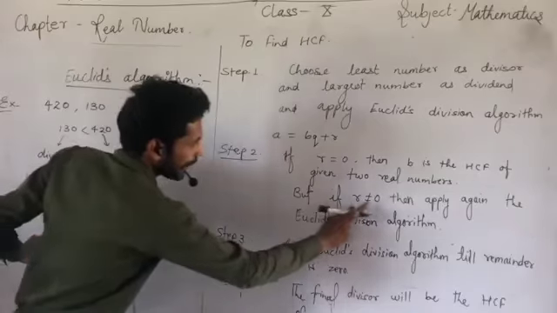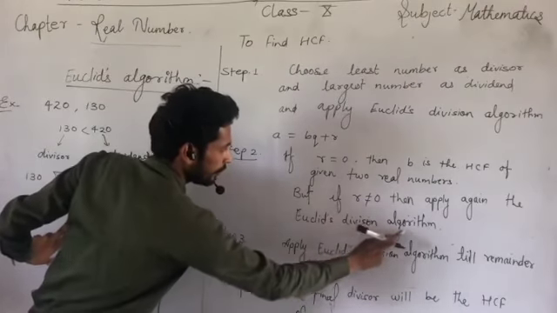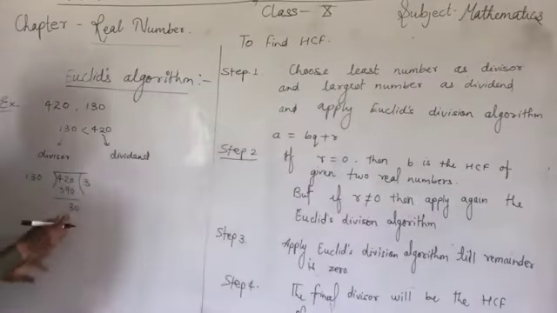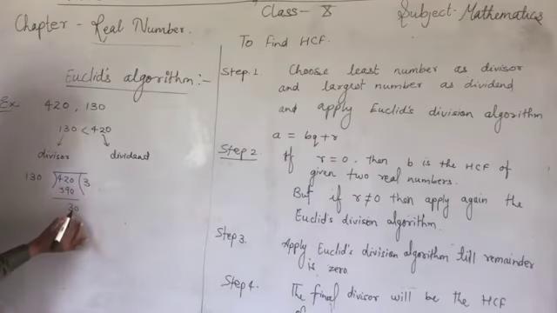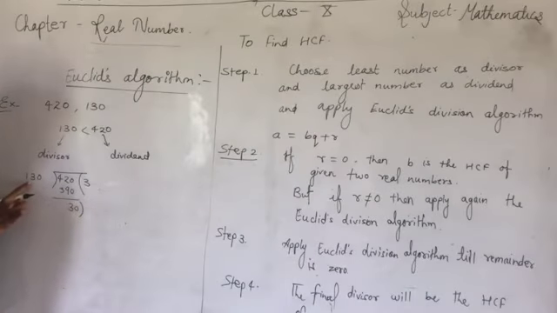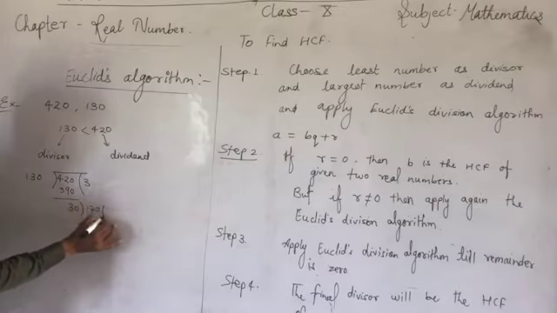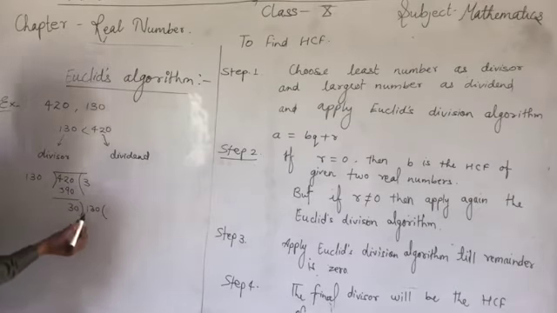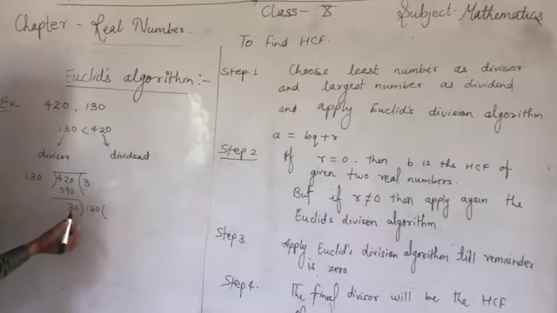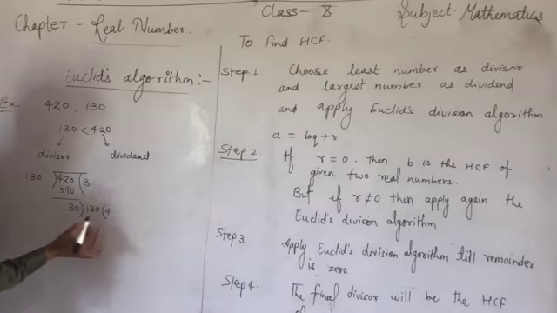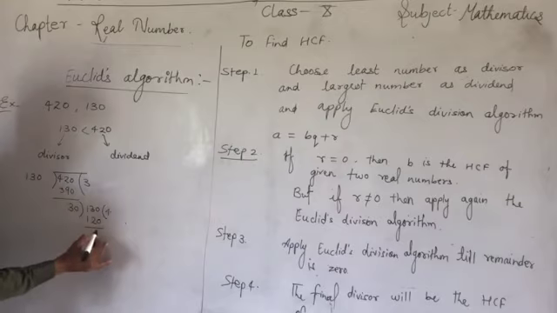So we can apply Euclid's division algorithm again. Now the next process: this remainder will become the divisor and the previous divisor will become the dividend, that is 130. Now 130 is written here, and it should be divided by 30. So 4 times we can go. 30 times 4 is 120. So the remainder is 10.